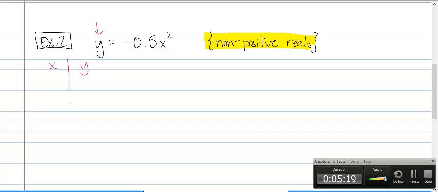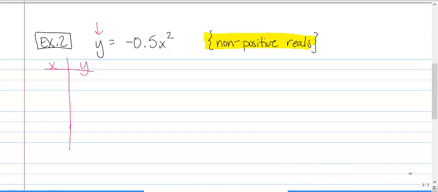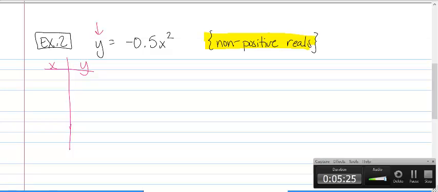All right, we have our x, we have our y. My favorite to start with always is my 0. So I have my 0. All right, so negative 0.5 times 0 squared is just 0. All right, good. Let's go ahead and think of some negatives.